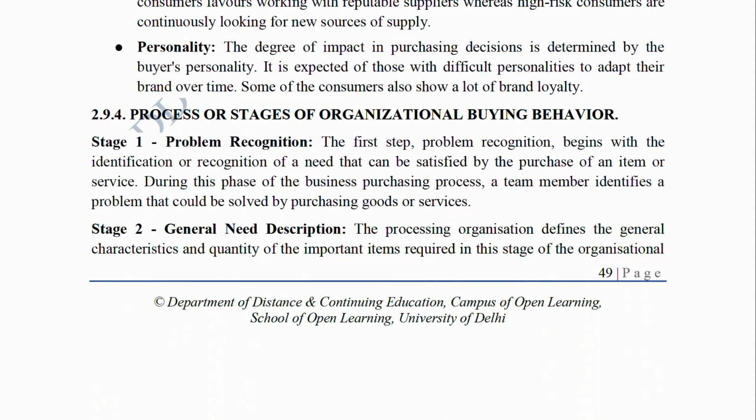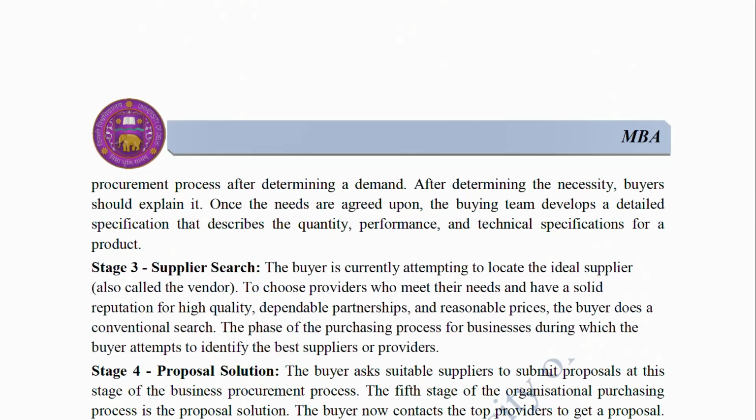Stage 2: General need description. The purchasing organization defines the general characteristics and quantity of the important items required in this stage of the organizational procurement process after determining a demand. After determining the necessity, buyers should explain it.